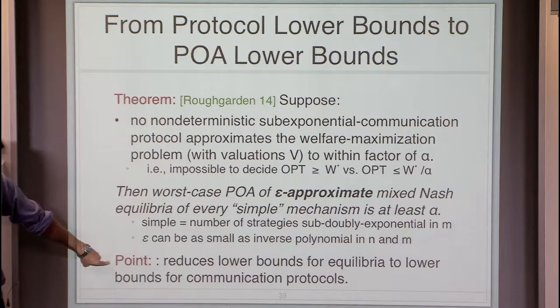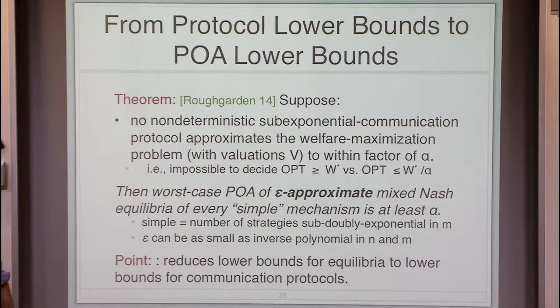So this is a theorem which is going to say, if you want lower bounds on equilibria, all you have to do is prove lower bounds on an optimization problem, on something which has nothing to do with game theory. You just have to prove that some optimization problem is hard in a suitable computational model. So it absolves you from, for example, having to solve any game for an equilibrium. And that's always a good thing, right?